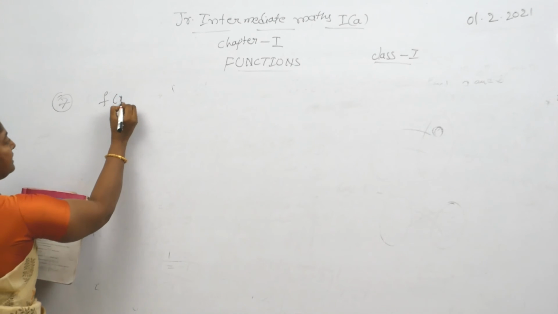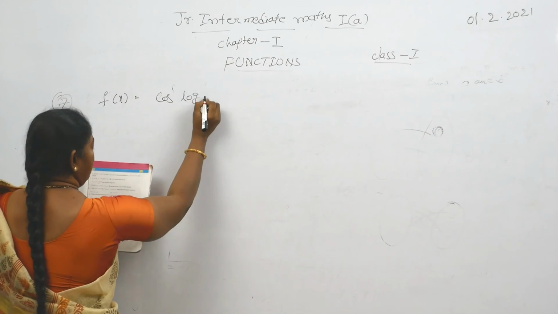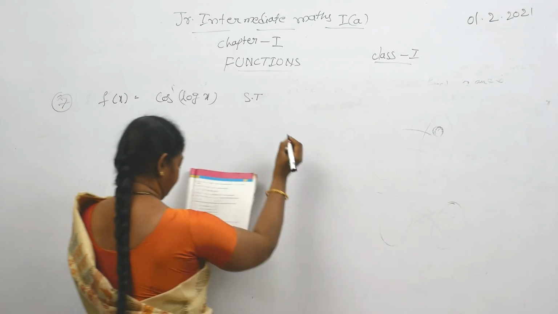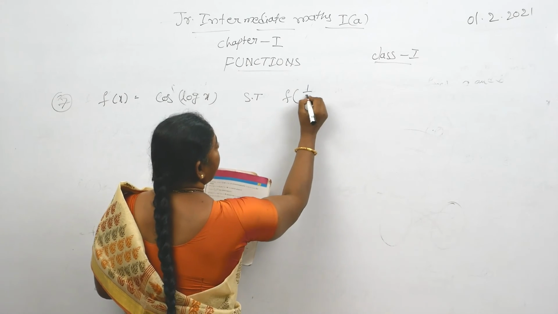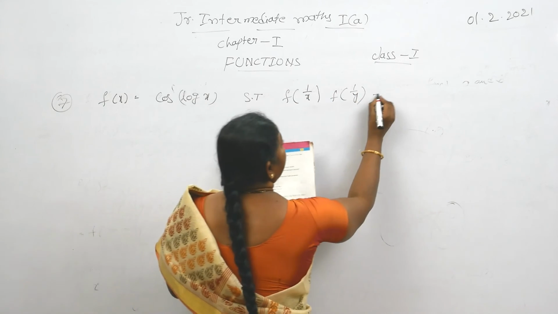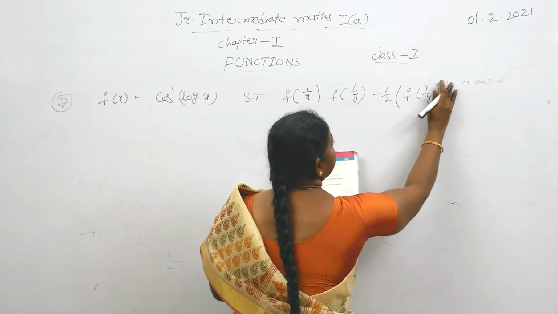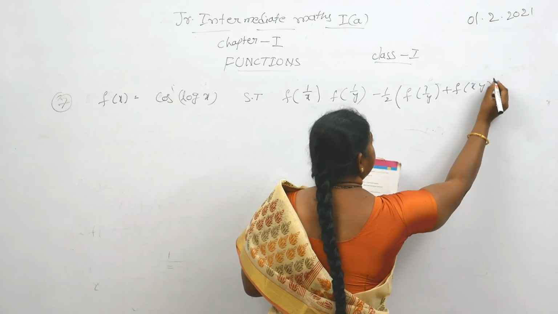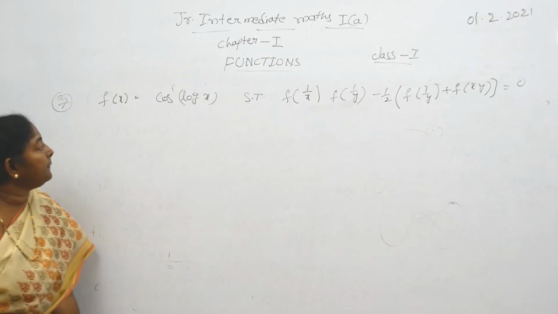Next, f(x) = cos(log x). So prove that f(1/x) f(1/y) - 1/2 [f(x/y) + f(xy)] = 0.